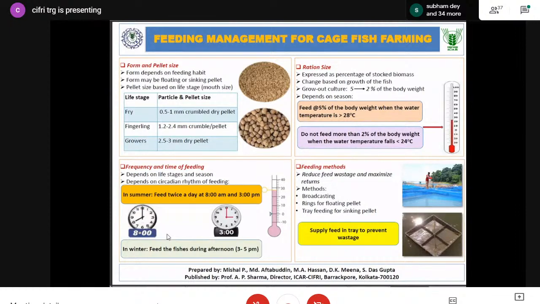And second is the frequency and circadian rhythm I was talking about. We have observed that 8 o'clock and 3 o'clock is the circadian rhythm. If our feeding time matches with this rhythm, then there will be better consumption of feed, and better consumption means better digestion and better growth. Better digestion also means fewer pollutants, fewer nutrients in the ambient ecosystem.